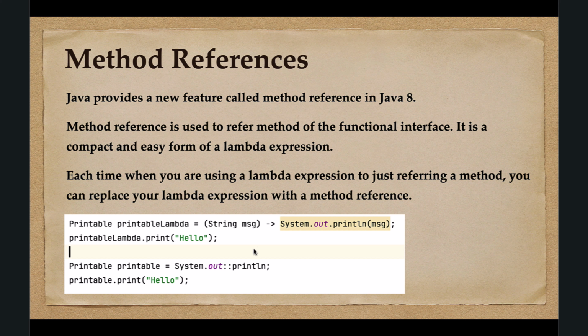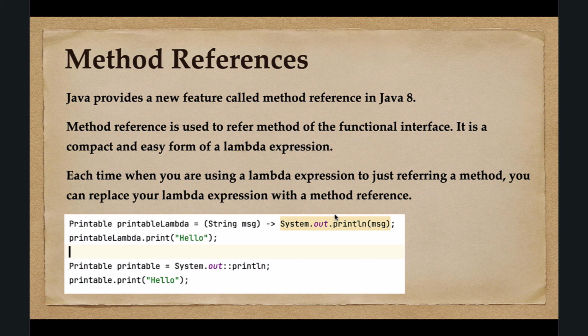For example, look at the code snippet over here. This is the lambda expression just to refer to a method. For example, System.out.println. So println is the method, out is the object. This lambda expression is just to refer to the method, that is println.